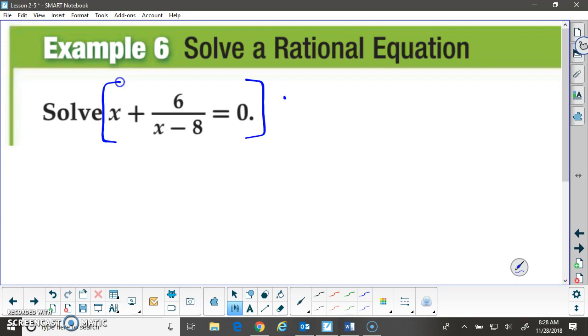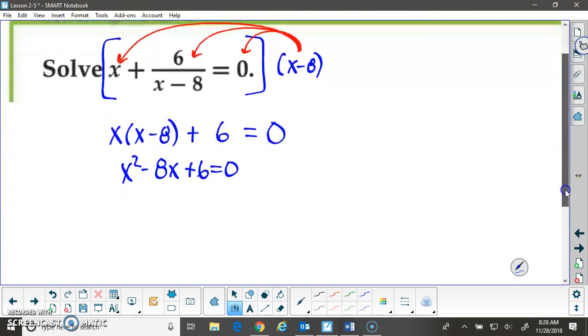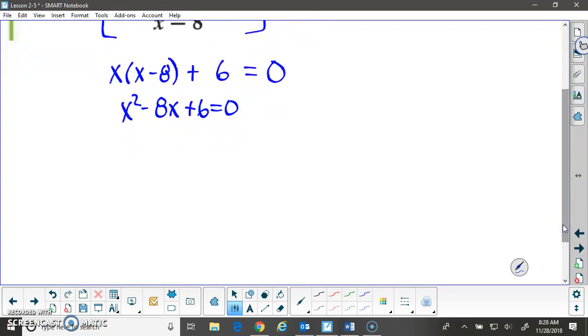And so on this problem, my LCD is just x minus 8. So if I take that x minus 8 and multiply it times the first term, second term, third term, I'd get a new equation that looks like this. You'll notice that when I take that LCD times the middle term here, the x minus 8's cancel and you just get 6. So now I'm left with a quadratic equation. And now to solve that, we'd try to factor it. Unfortunately, this is not factorable.